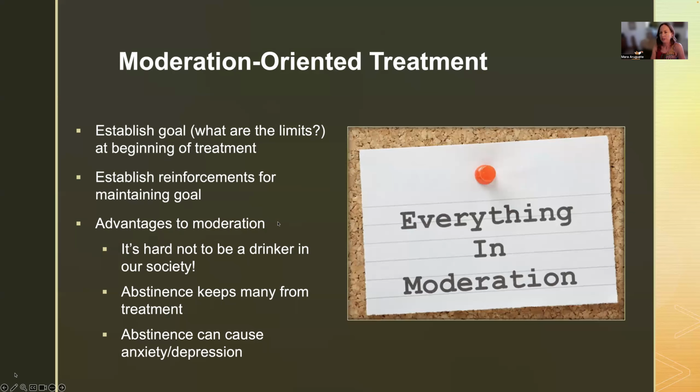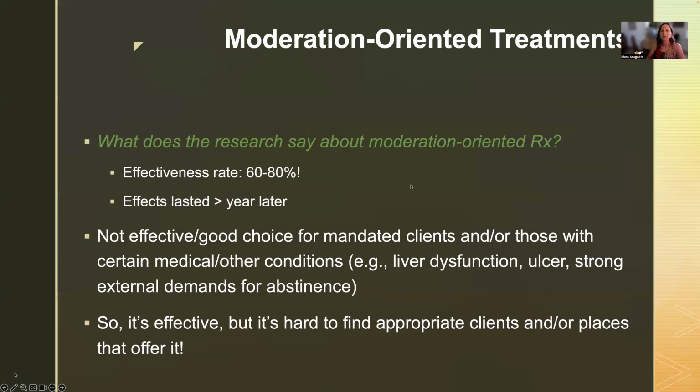Okay, so let's look at the effectiveness of moderation-based treatment. The research says that moderation-oriented treatment is effective at about 60 to 80%. That's really, really good for substance use treatments. The effects last over a year, and when they've been studied that far out anyway, they may last longer than that. But those 60 to 80% are lasting a long time. So this is really, really good.